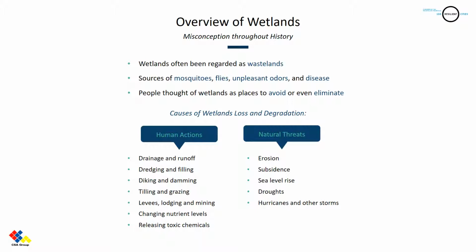Also releasing toxic and chemical. That's something that wetlands are subject to due to human activities. Under natural threats, we have erosion, subsidence, sea level rise, droughts, hurricanes, and others.